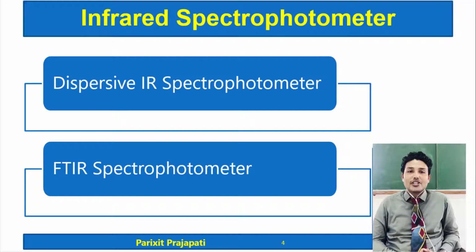Both of these types, dispersive and FTIR, give identical IR spectra, but FTIR is rapid and it's a newer one than the dispersive. So let us begin with the dispersive IR spectrophotometer.